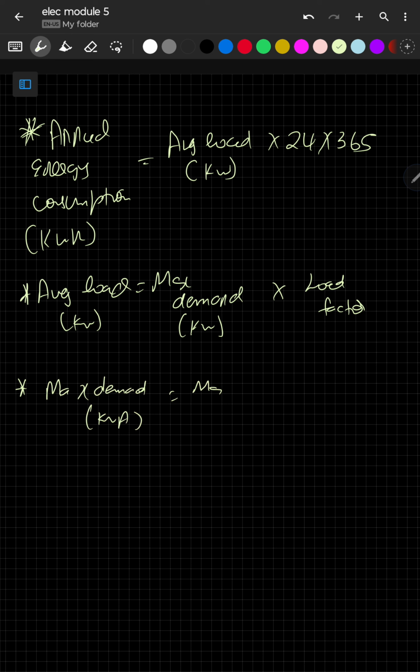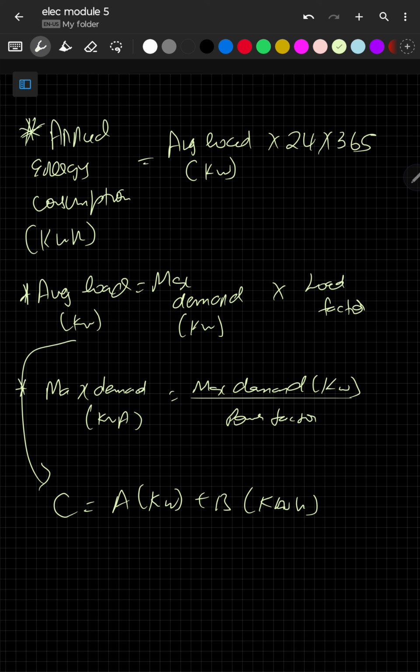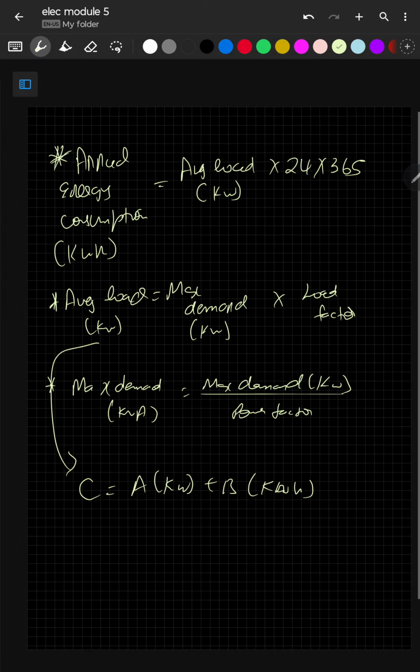This also remember, C equals A into kW plus B into kWh. In question when we are doing, you'll understand. So what did I say? First, annual energy consumption is equals to average load into 24 into 365. Average load is equals to maximum demand into load factor. And maximum demand in kVA is equals to maximum demand in kW by power factor. These formulas, if you remembered, I'll give you just few more seconds. Okay, now we'll start with solving the questions.